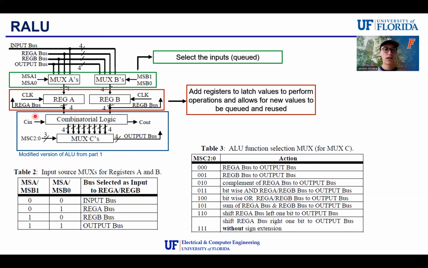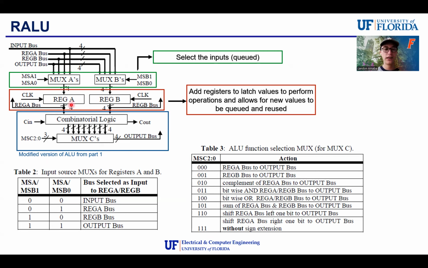Next, in this red box, we add registers. So what this does in our overall design is it allows us to latch certain values. So those operations can be performed, and then we can asynchronously change our inputs to cue the next operation. So for example, let's say I want to perform a complement, and then right after I want to perform a sum operation.